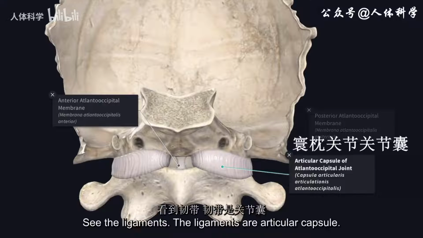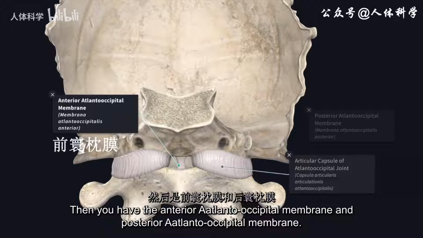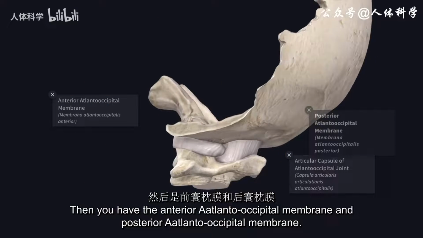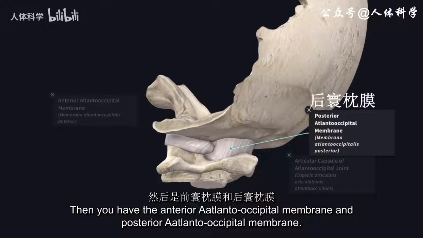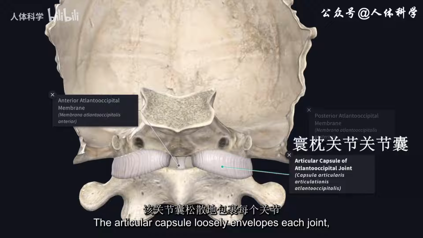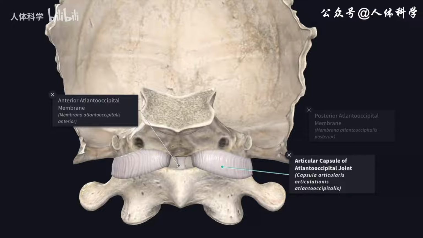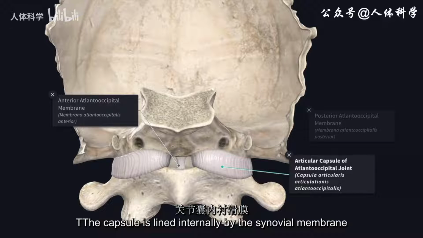Now we'll see the ligaments. The ligaments are the articular capsule, then you have the anterior atlanto-occipital membrane and the posterior atlanto-occipital membrane. Now we'll see about the articular capsule. The articular capsule loosely envelops each joint and it is attached to the peripheral margins of the articular surfaces. The capsule is lined internally by the synovial membrane.